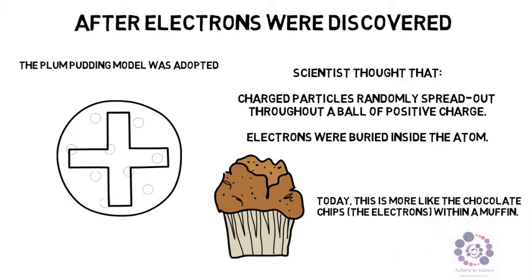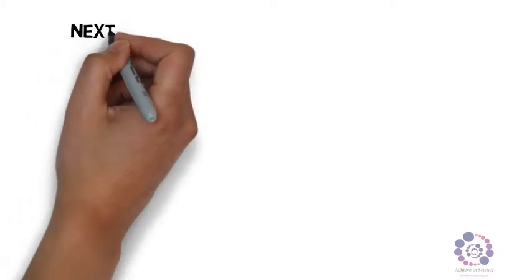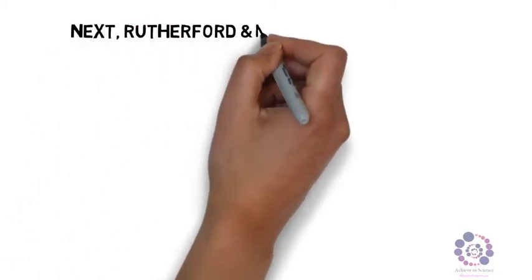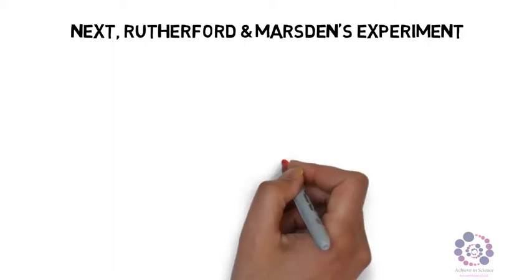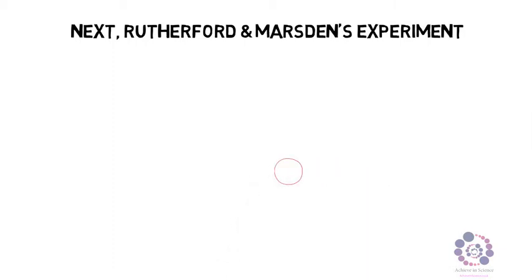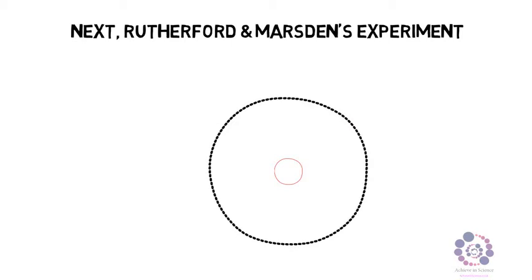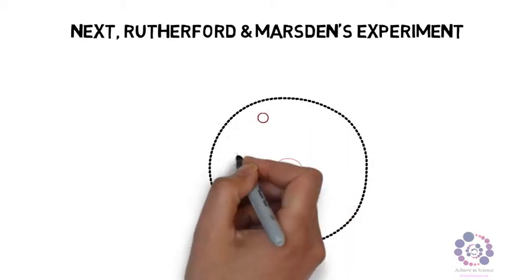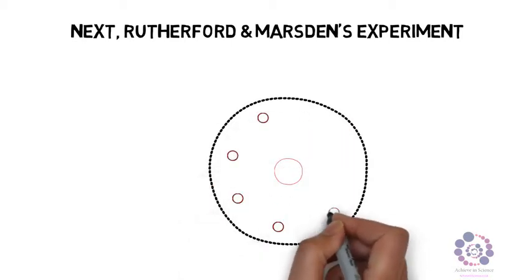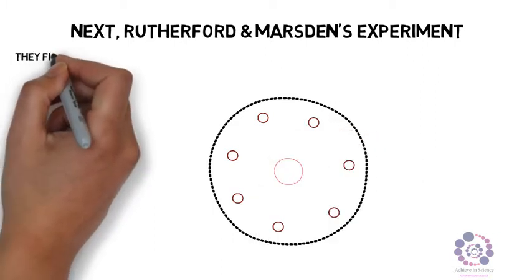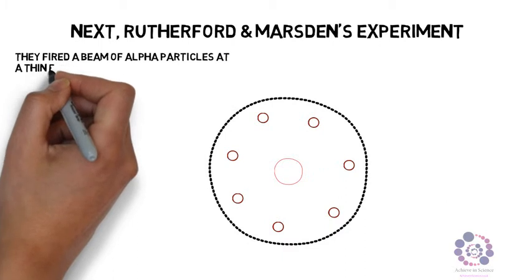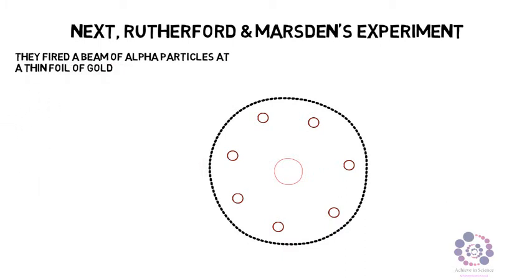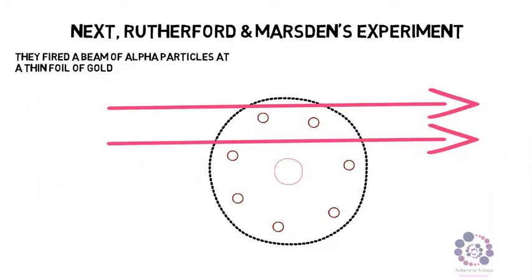Following this, there were further experiments, and next came Rutherford and Marsden's experiments, which was crucial. Their experiment you need to be able to describe and draw conclusions from. First of all, they started off by firing a beam of alpha particles at a thin foil sheet of gold. Alpha particles are made up of 2 protons and 2 neutrons, and therefore are positively charged.